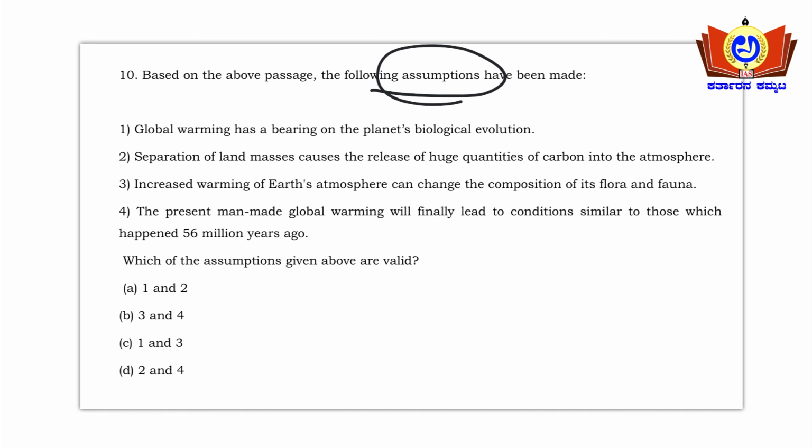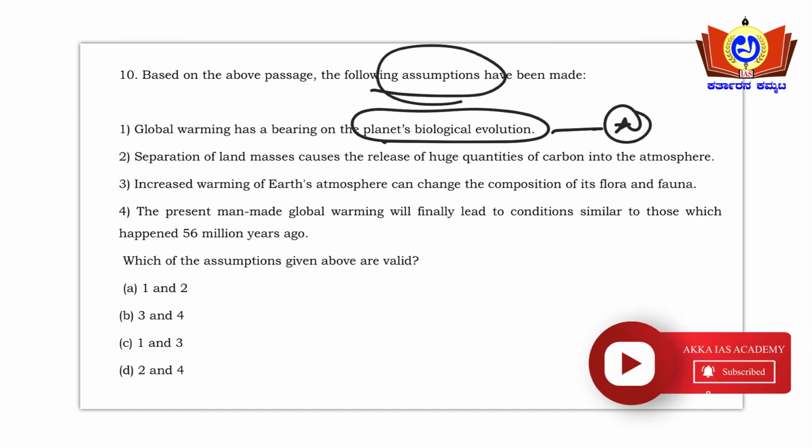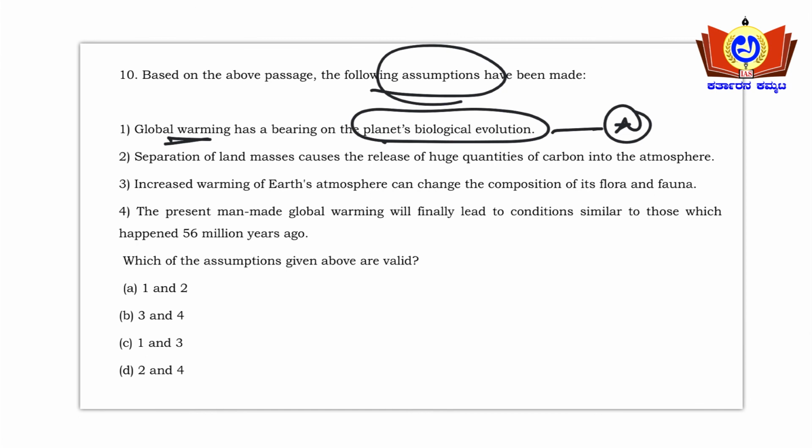Global warming has a bearing on the planet's biological evolution. So this is true, my dear friends. The passage speaks about different epochs here and how Earth's conditions changed here. So global warming has a bearing on the planet's biological evolution. So this condition holds good here. Separation of land masses causes the release of huge quantities of carbon into the atmosphere. This assumption cannot be considered true, my dear friends. So option 2 can be taken as wrong here. Option 2 means option A gone and option D gone.